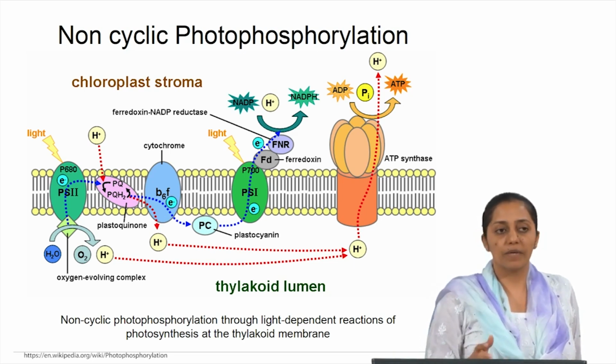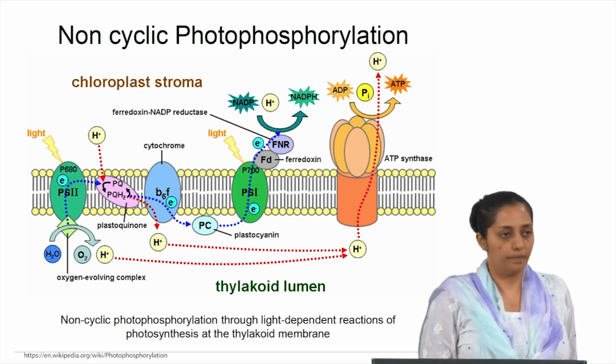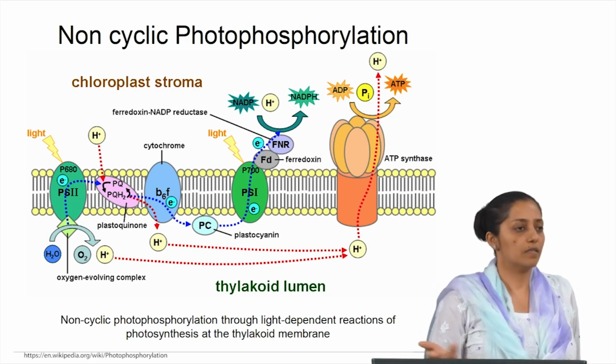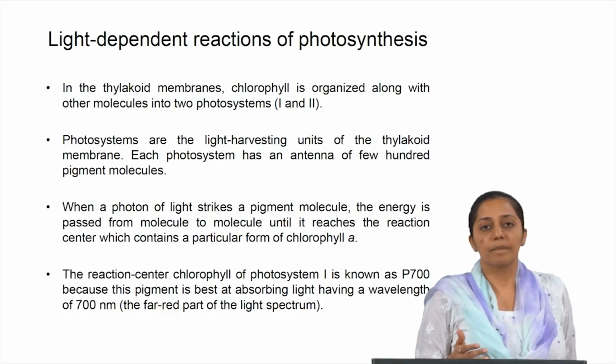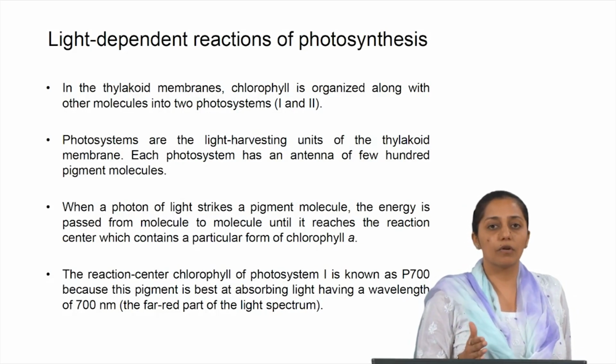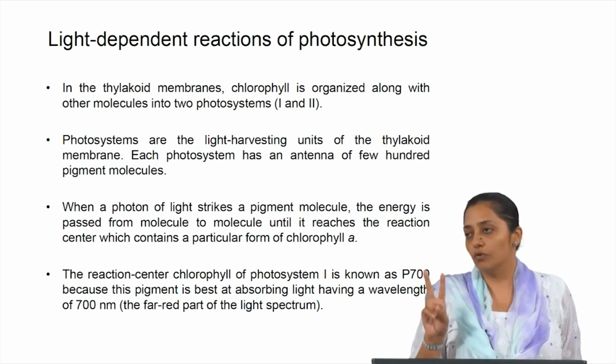These are the different steps. You must have seen the electron transport chain in your mitochondria, so it is similar to that. The different steps I will repeat. What happens in the thylakoid membrane, the chlorophyll is organized along with other molecules to form the two photosystems.